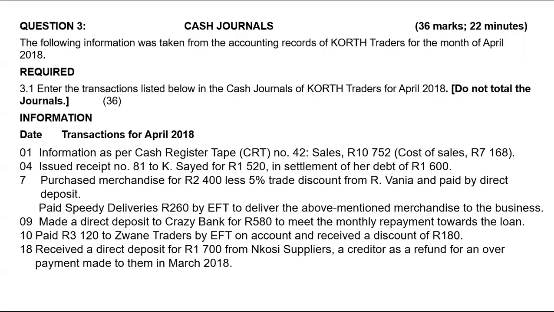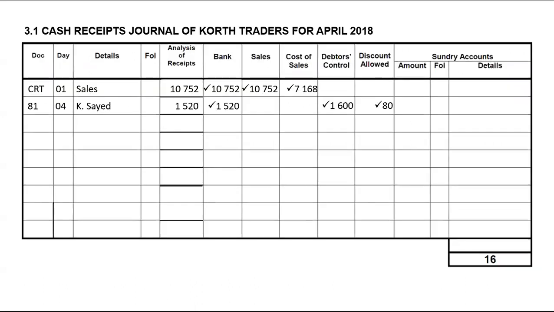Moving right along. Received a direct deposit for 1,700 from Nkosi suppliers, a creditor, as a refund for an overpayment made to them in March 2018. All right, that will be recorded in the CRJ, and it'll be receipt 82, which indicates to you that it has to go under analysis of receipt. It happened on the 18th, and we received it from Nkosi suppliers as a refund, and that will be recorded under analysis, and then it'll be recorded under bank.